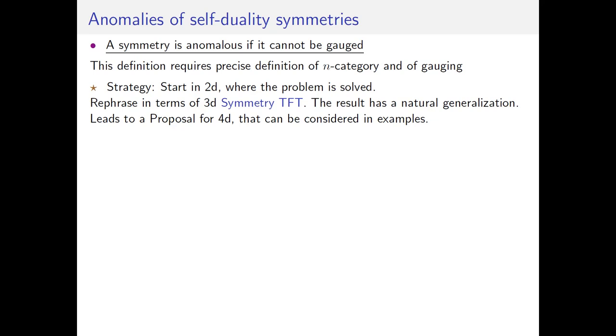Rephrase the solution in terms of the symmetry TFT of this three-dimensional theory. And now it turns out that the result is a natural generalization to 4D. And so now we make a proposal for 4D that can be studied in examples and hopefully in the future will be checked against the fully categorical definition of the problem.